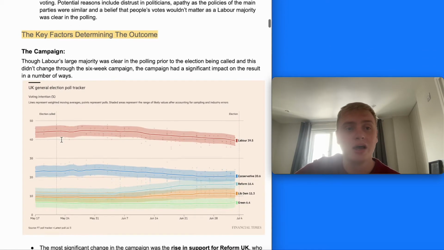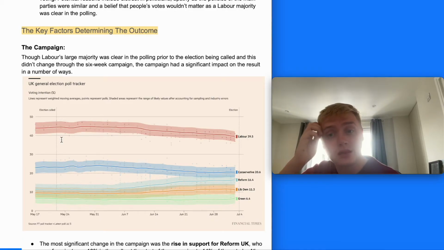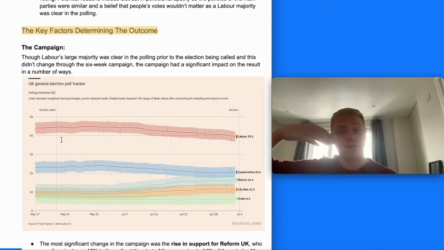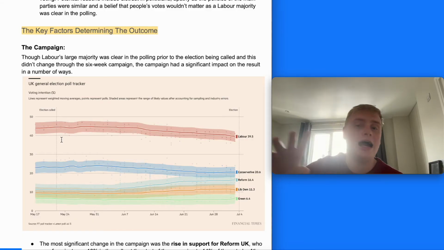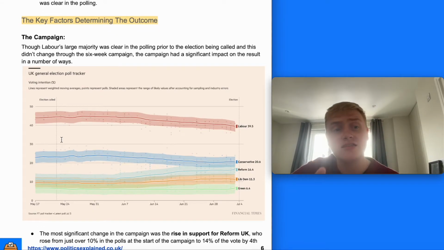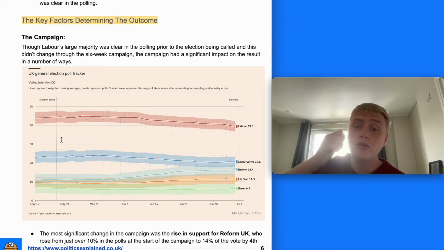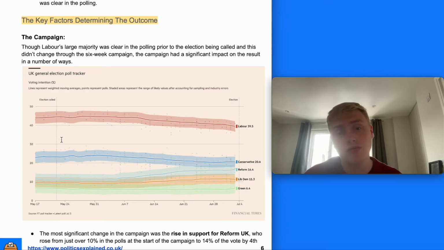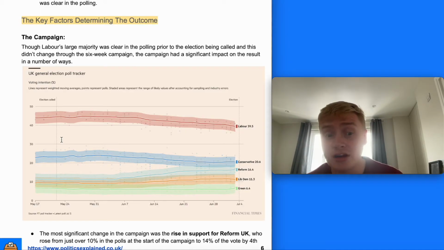What we're going to have a look at now is a wide range of factors that determine the outcome and can be analysed for how important they were. The first of these being the campaign. Though Labour's majority was clear in the polling prior to the election being called, and this didn't change through the 6-week campaign, the campaign did have a significant impact on the result in a number of ways.